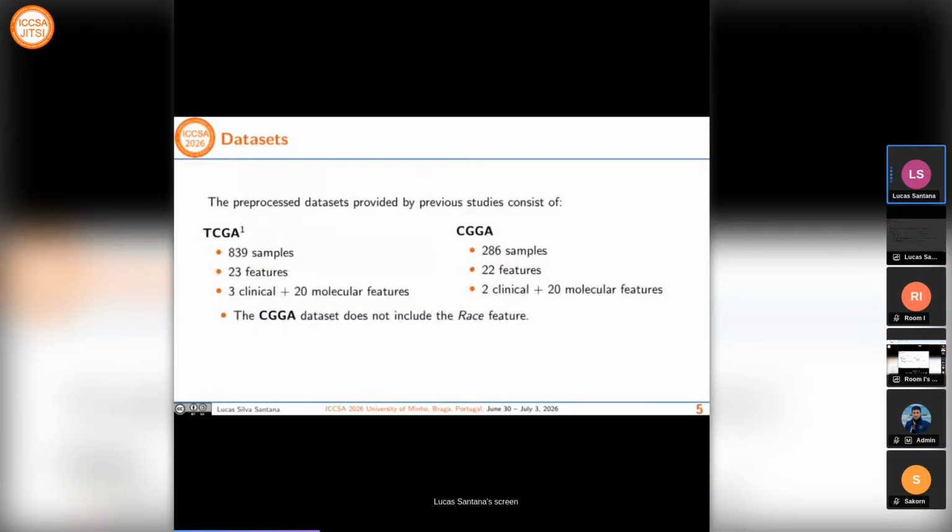So here are the main characteristics of the datasets. These are the preprocessed datasets provided by previous studies. The TCGA dataset has 839 samples and 23 features. These include the 3 clinical and 20 molecular features. The CGGA dataset has 286 samples and 22 features. The only difference here is that the CGGA dataset does not include race, because all the patients are from the Chinese population.